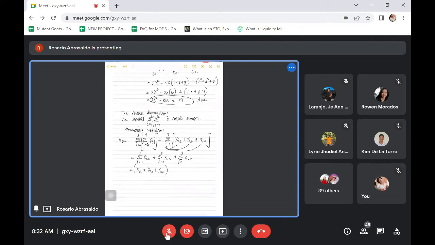Here in the first summation, x sub 1, 2, plus x sub 2, 2, plus x sub 3, 2. So the subscript of j stays as 2, and i is from 1 to 3. Another one, x sub 1, 3, plus x sub 2, 3, plus x sub 3, 3. Then the last, x sub 1, 4, plus x sub 2, 4, plus x sub 3, 4.